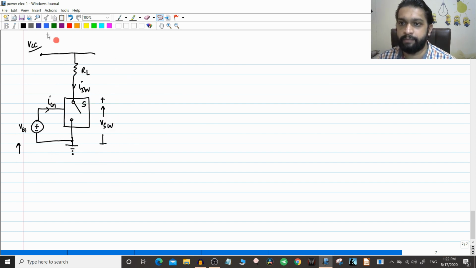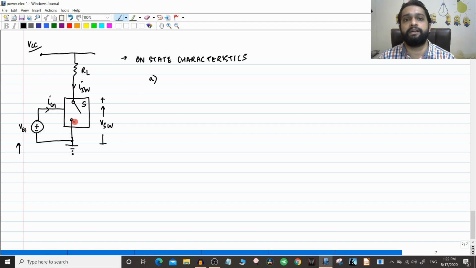So we are having this diagram here. So first we are going to see on state characteristics. In case the lecture goes a little bit big, I will just split it into two. So what is the meaning of on state characteristics? The switch is turned on. That means the switch is in the closed position like this. So the current will be flowing, and this current which is flowing in the normal operation of a switch is called the forward current. Right?